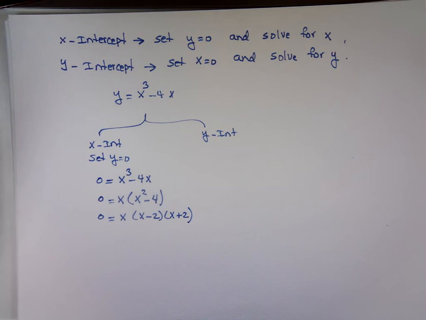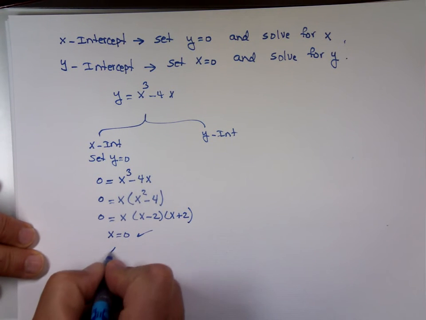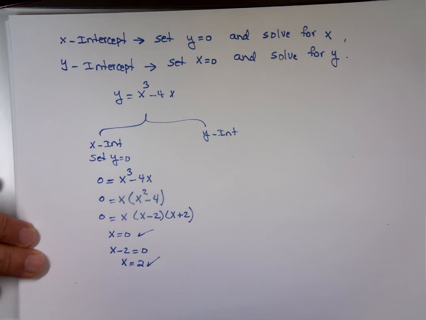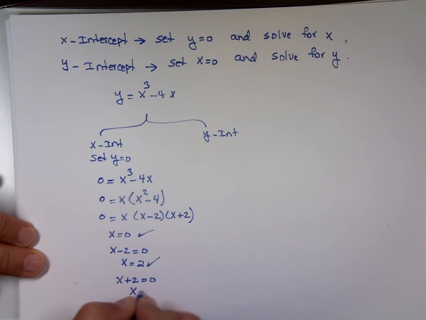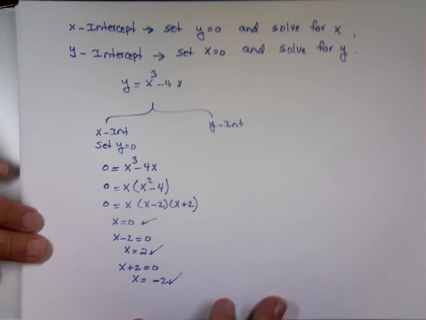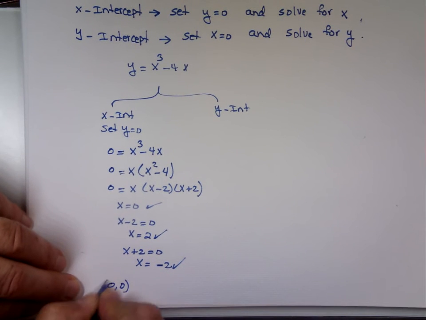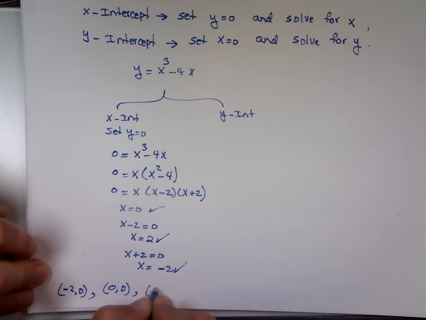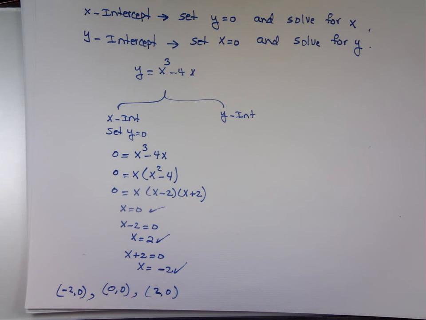You set each factor equal to 0 and solve it. So x equals 0, that's one of them. X minus 2 equals 0, which means x equals 2. That's another one. X plus 2 is equal to 0, which means x equals negative 2. So we have 3 x-intercepts: 0, 0, negative 2, 0, and 2, 0. I like to write them as an ordered pair, x and y. So these are my x-intercepts. I get 3 of them.